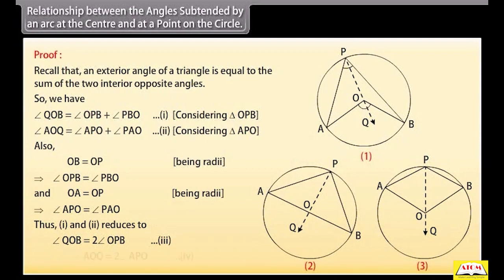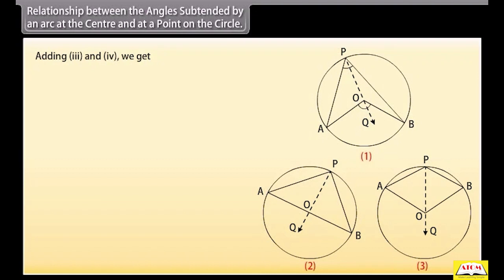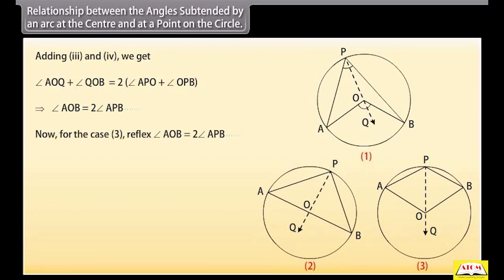OPB, 3. Angle AOQ is equal to 2 angle APO, 4. Adding 3 and 4, we get angle AOQ plus angle QOB is equal to 2 into angle APO plus angle OPB. Similarly, angle AOB is equal to 2 angle APB. Now for the case 3, reflex angle AOB is equal to 2 APB, hence proved.